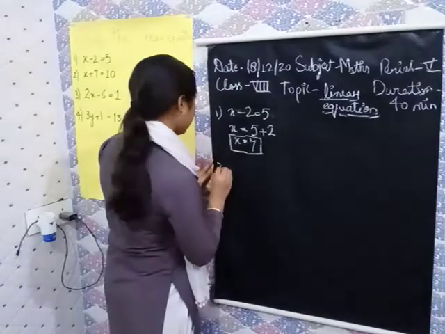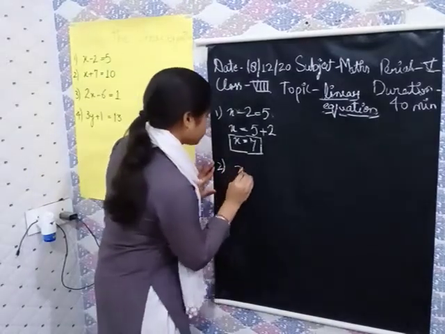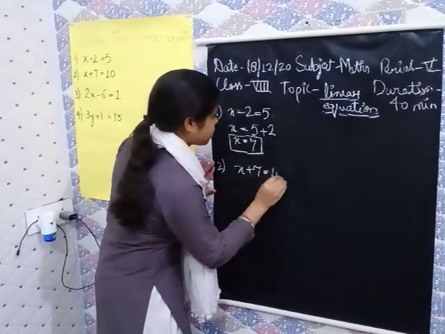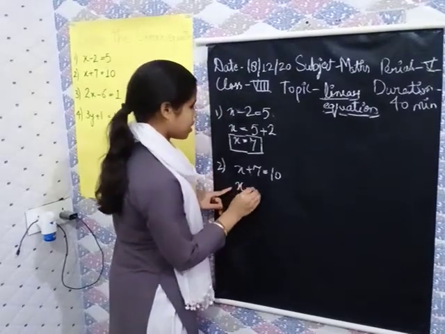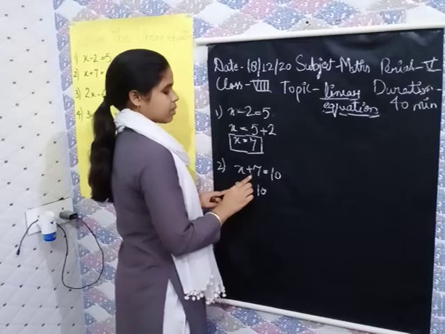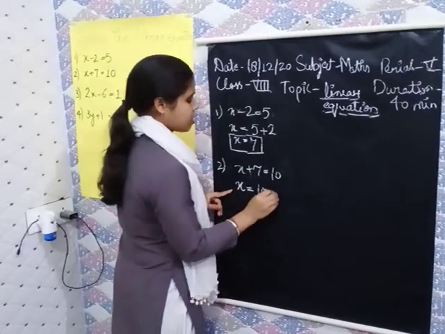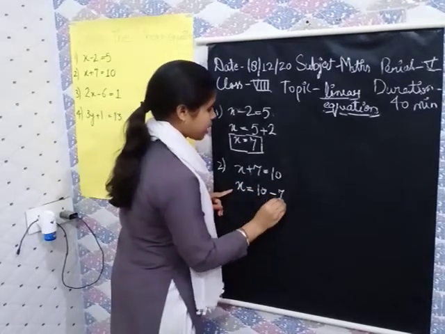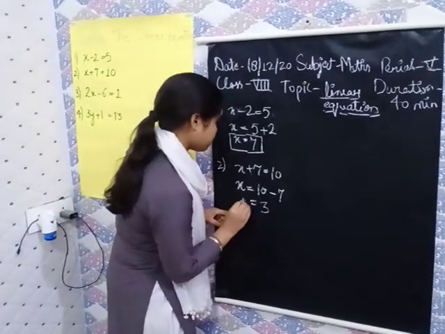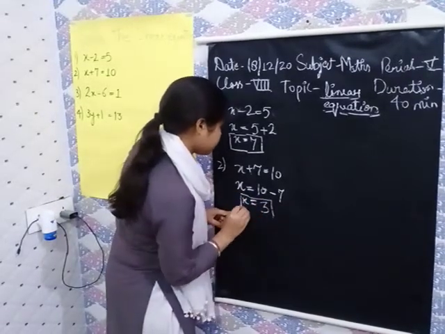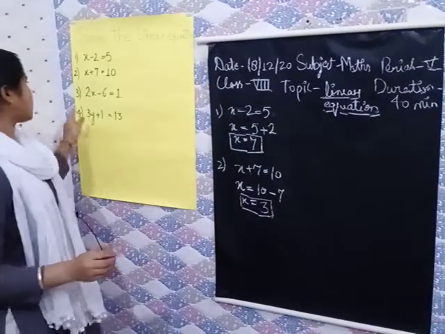So, x plus 7 is equal to 10. We will take x as it is since only x is variable. Write 10, and then the plus sign will become minus on this hand side, and then 10 minus 7 is equal to 3. X will be 3.